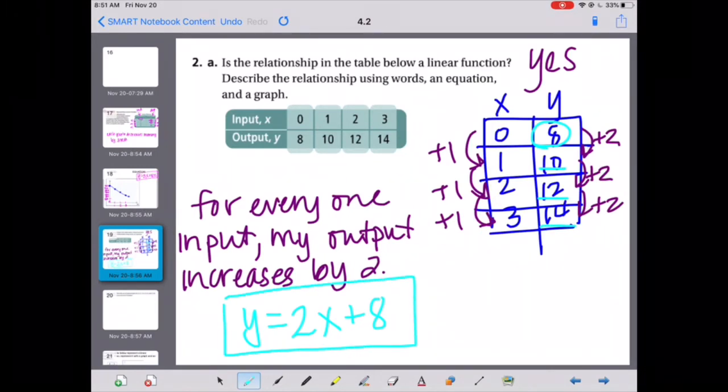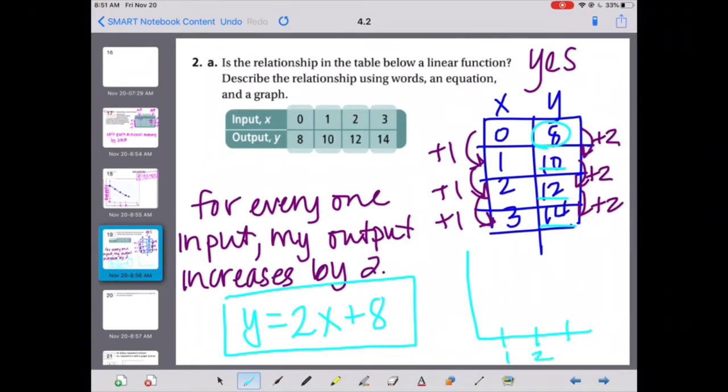2 plus 2 is 4, plus 8 gives me 12. And 2 times 3 is 6, plus 8 gives me 14. So I know that this is my equation. And then my graph, I think you guys can handle the graph.